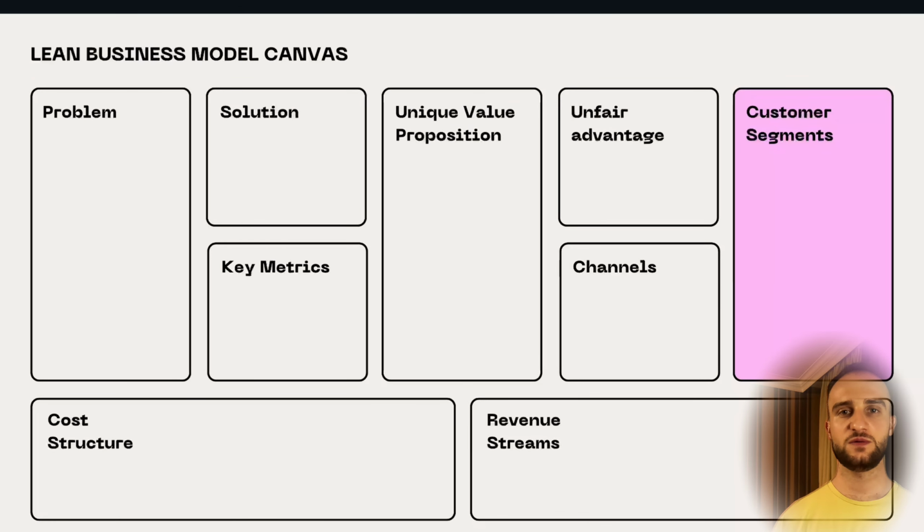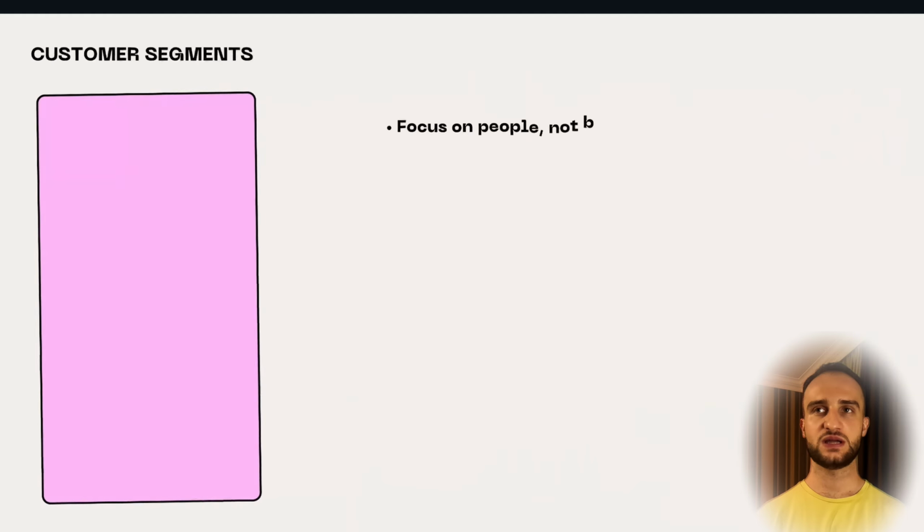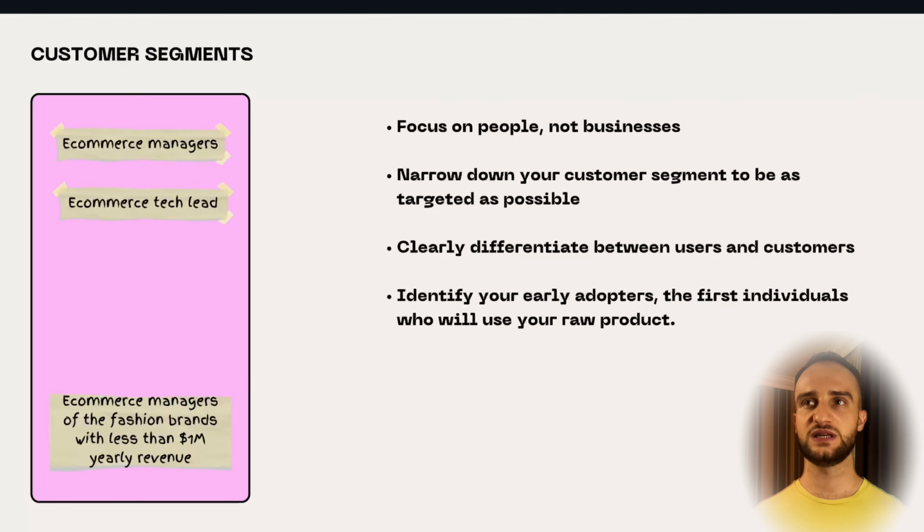And the first thing when we are going to create our business model would be to define our customer segments. In our customer segments, we should specify a narrowed down customer segment, and we want to make it as targeted as possible. The other important thing is that for B2B startups, it's important to focus on people, not businesses. So instead of saying e-commerce brands, we should say e-commerce managers of the fashion brands. We should be focusing on people.